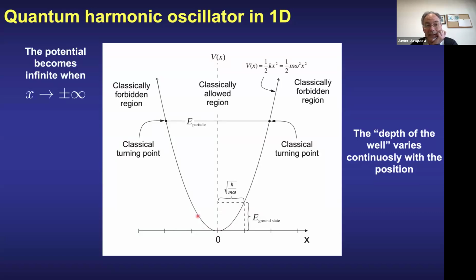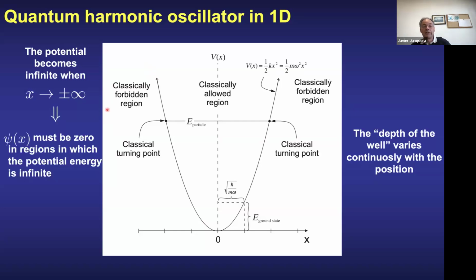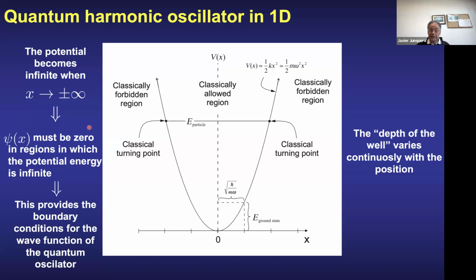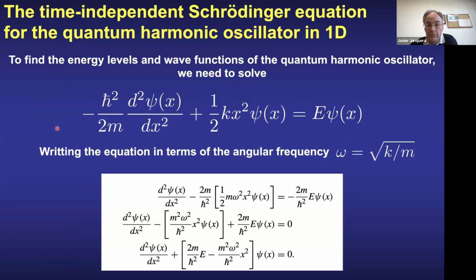Another important thing is that the potential becomes infinite when x tends to infinity, and that means that the wave function must be 0 in regions in which the potential energy is infinite, and then this determines the boundary conditions for the wave functions of the quantum oscillator. In particular, the wave function that we are going to obtain should decay to 0 if x tends to infinity.